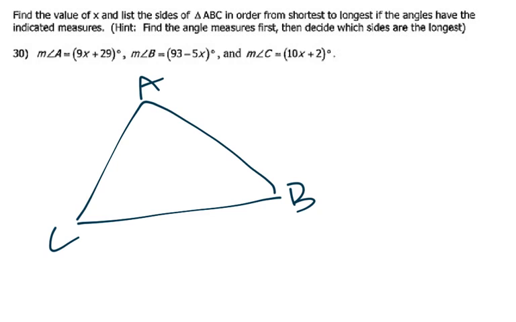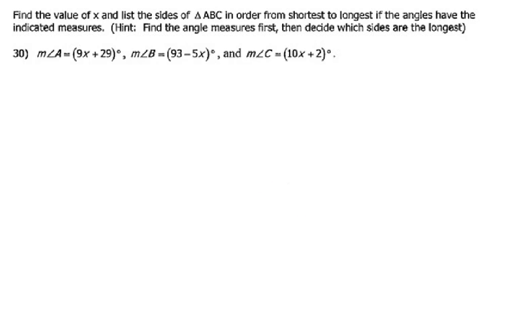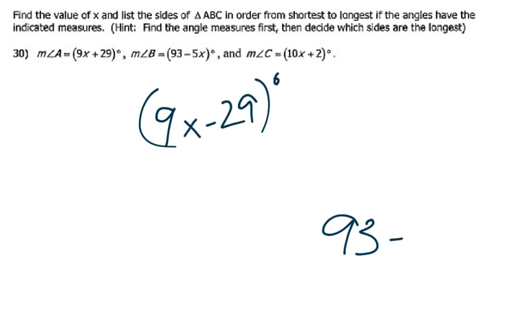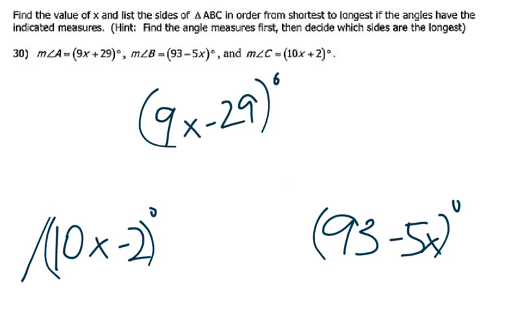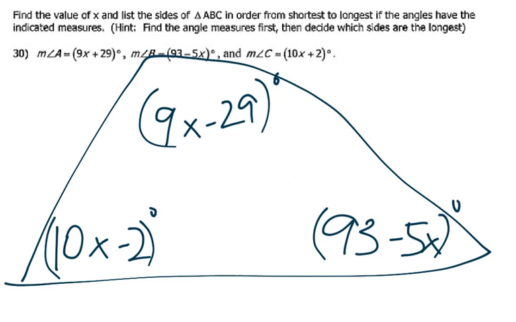So I have angle measures. 9x plus 29, I actually should probably make it a little bit bigger, because these angle measures are kind of big. In fact, I think I'll write them in first. And then I got 93 minus 5x, which sounds really big. And then I got 10x plus 2. Okay, so this is my triangle. So I got A, and I got B, and I got C. So obviously this is a really bad triangle, but it doesn't matter.